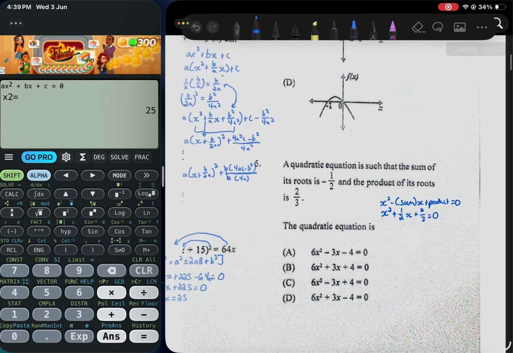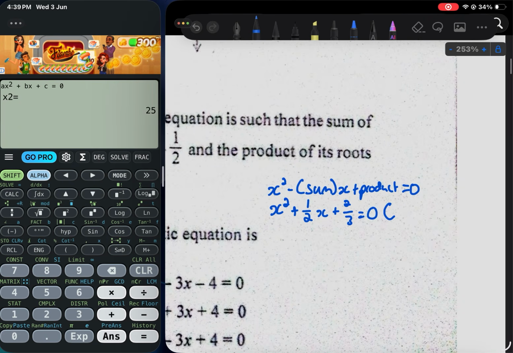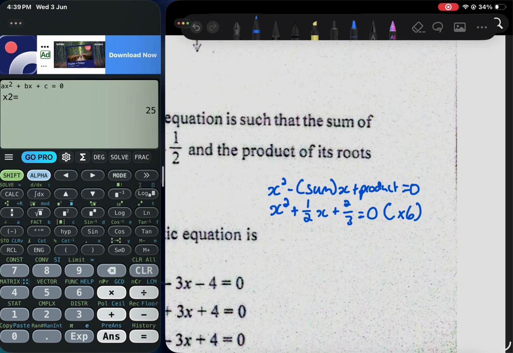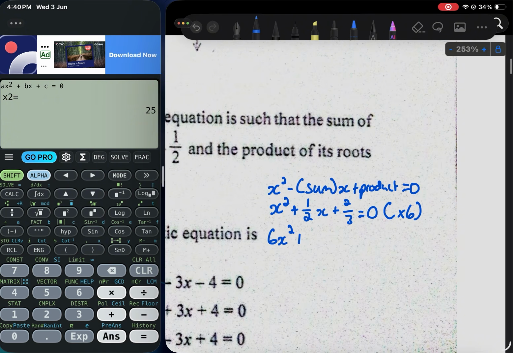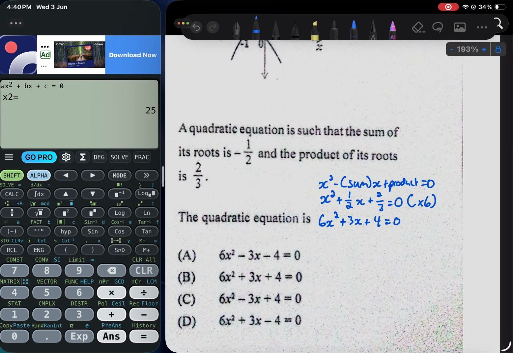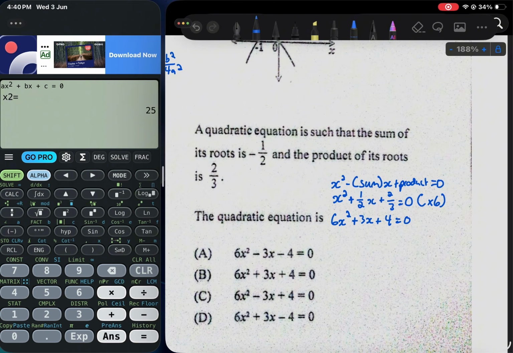Now we're going to multiply throughout by the lowest common multiple, which is 6. So you get 6x squared plus 3x plus 4 is equal to 0. And the answer would be B.